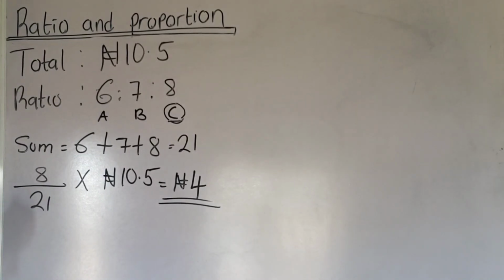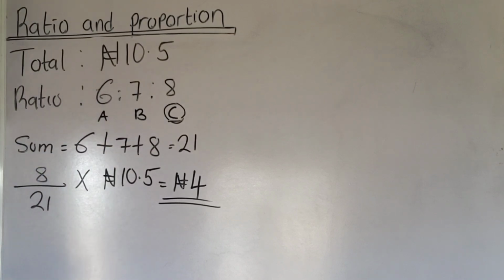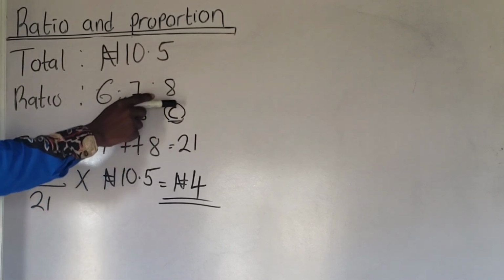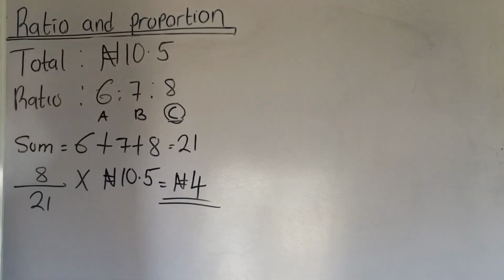Please, do you understand how I got this? The largest share is the share which has the highest number among our ratio. You understand? And I determined the share that is equal to the third child. The largest share is 4 naira. Okay, let's have another worked example.